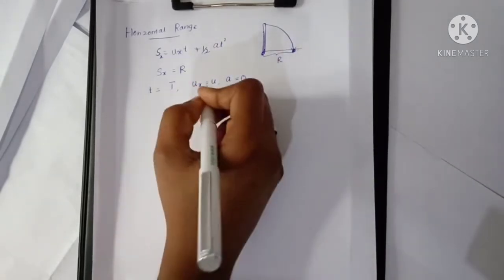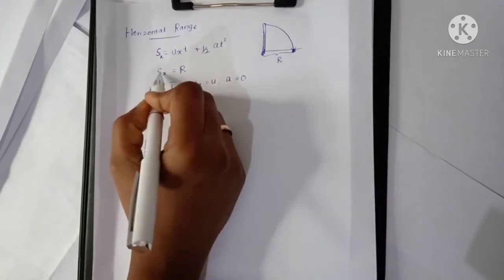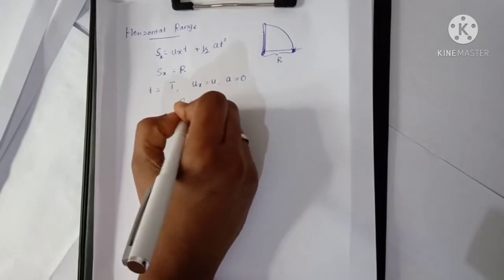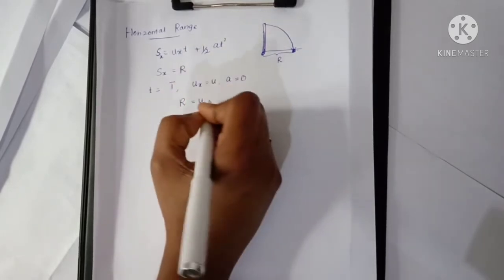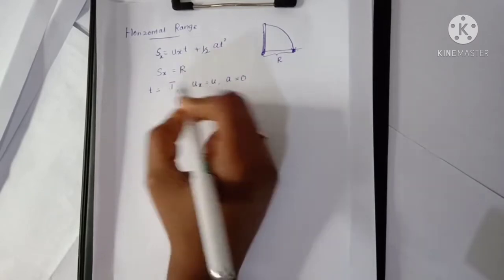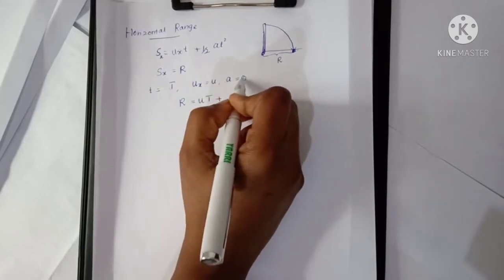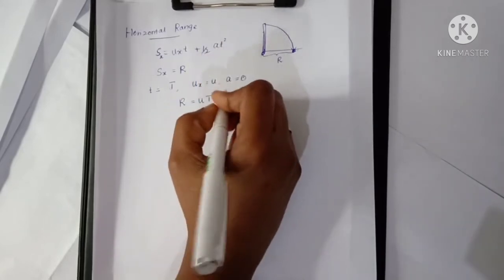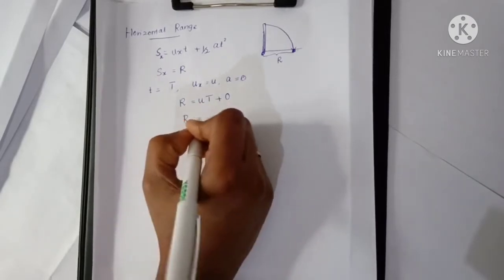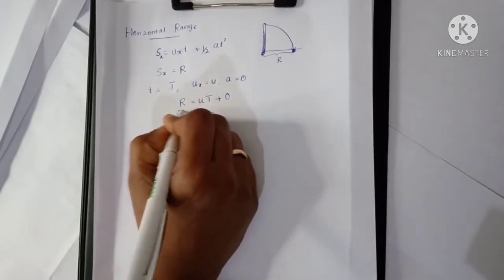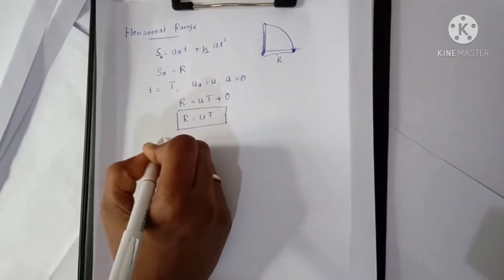So put these values in this kinematic equation, we will get Sx, that is R, is equal to ux, that is u, times T, plus 1 by 2, where a is equal to 0, so this whole term becomes 0. So the horizontal range R is equal to uT.